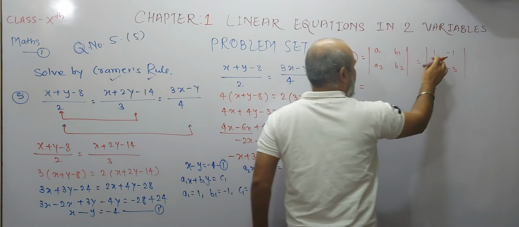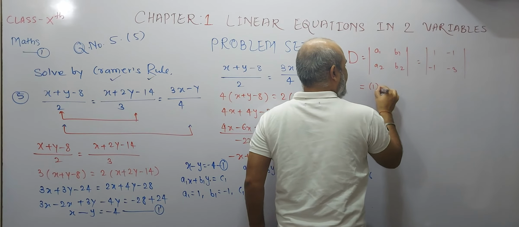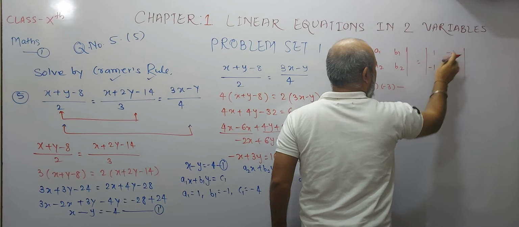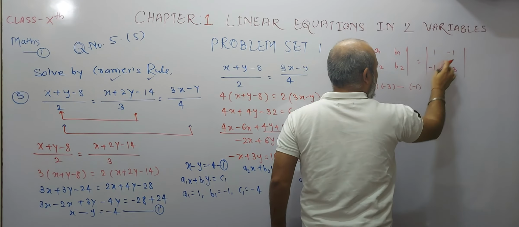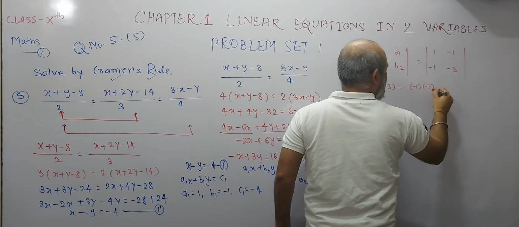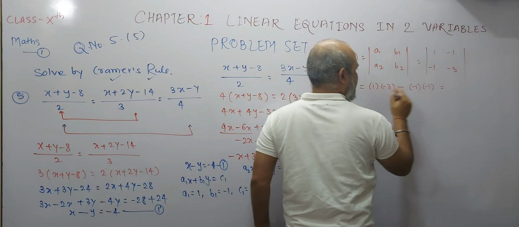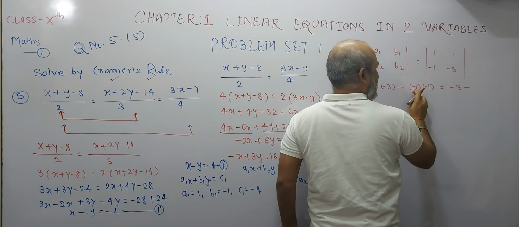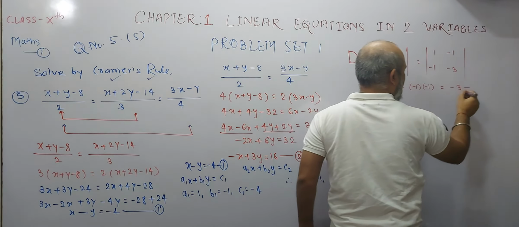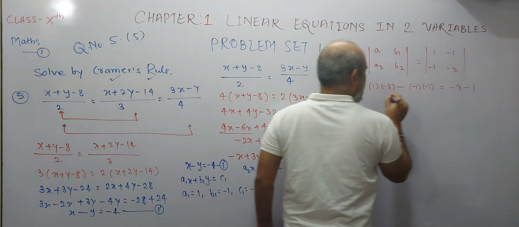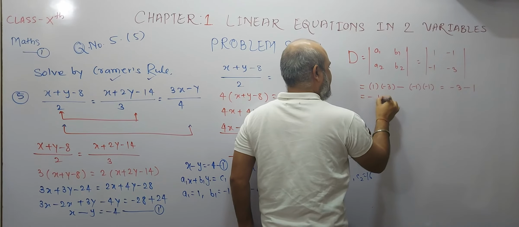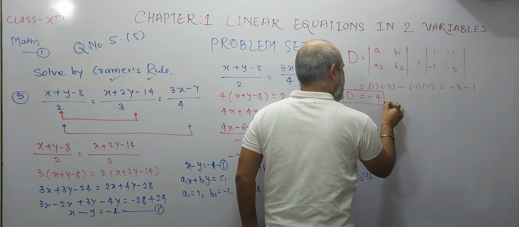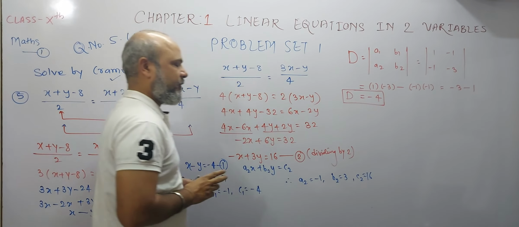Okay. So now we will solve the value of determinant d. So you will multiply 1 by minus 3. Then you have a minus sign. You will multiply minus 1 by this minus 1. So you will get, this will be minus 3. Then minus sign, minus 1 into minus 1 plus 1. So you will get value of d is minus 4.